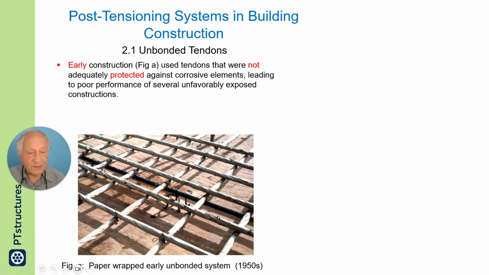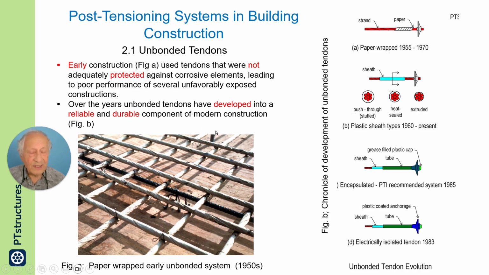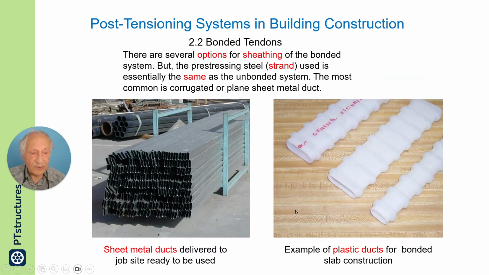Early post-tensioning systems in building construction in the 50s were made of strands greased, not necessarily anti-corrosive, and wrapped by paper. They did not work well over time, but from the mid-50s to now, there has been a lot of improvement. The 1955 version over the years has transformed into something which is fully encased and protected against corrosion, and also can resist water pressure to a moderate level, about 1 meter, 3 feet of water above it.